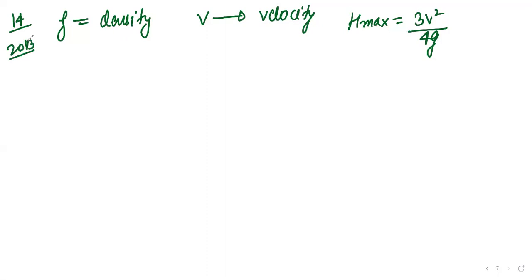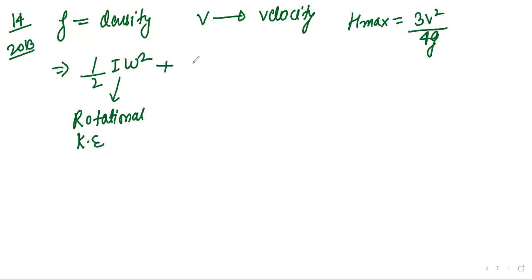So let's see the explanation. Initial kinetic energy is equal to final kinetic energy. So it will be given by 1 upon 2 I omega square. This is your rotational kinetic energy, plus 1 upon 2 mv square is equal to mg, put the velocity v 3v square upon 4 of g. Where all the particles are in the usual meaning.